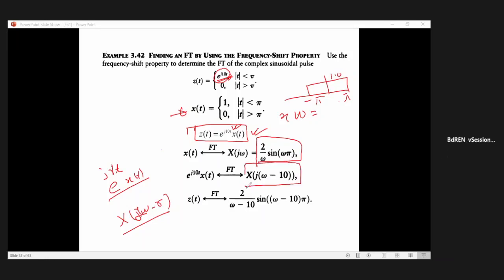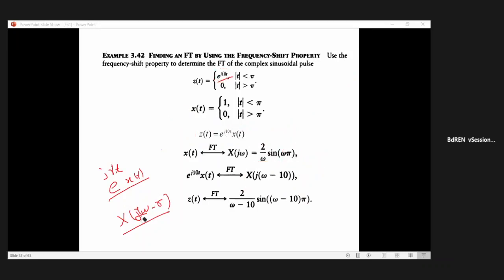A frequency shift in your frequency domain. So in this way, if this is known to us, then we know X(j omega) equal to this. You simply replace omega by omega minus 10. Then this will be the Fourier transform of z(t). But if you want to evaluate it using the classical technique, it will take longer, not impossible, but longer to calculate. So this simple property will help us find the Fourier transform of some functions that appear a bit complicated in the time domain.